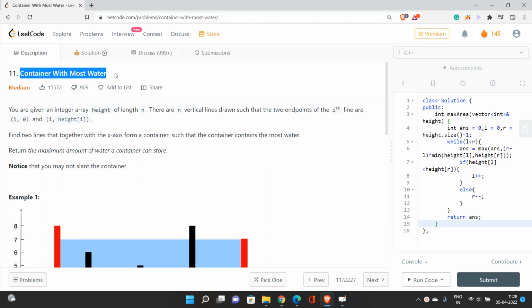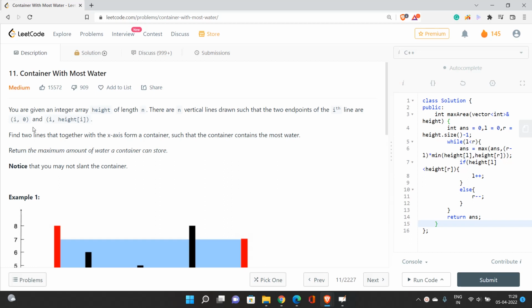Container with most water. Its serial number is 11 and it is a medium problem on LeetCode. Before moving on, you must have the prerequisite knowledge of two pointers because you'll be using that very well in this problem. Also, you need to know how the greedy approach works, so you must have hands-on practice on these types of concepts.